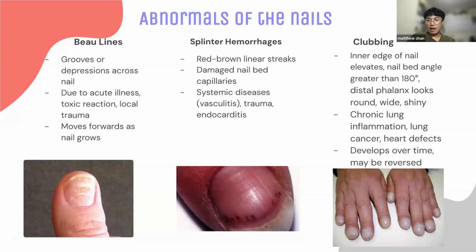And clubbing is when the inner edge of the nail elevates, so your nail angle is at 180 degrees or greater, and the distal phalanx looks round, wide, and shiny. And this usually happens with chronic lung inflammation, lung cancer, or heart defects, and it develops over time because of constant low blood levels of oxygen to your fingertips, but it could be reversed if you treat the underlying cause.